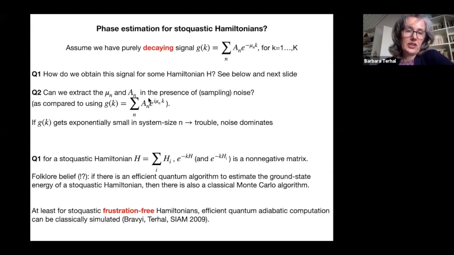So I can tell you how you get that. And secondly, you can ask, okay, so now I want to extract again the mu n and the an in the presence of sampling noise compared with this.